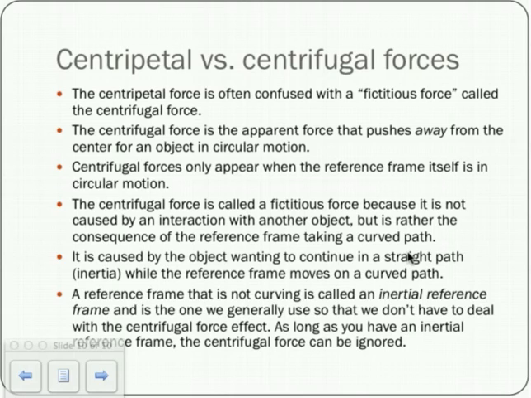Sometimes centrifugal is another way of pronouncing it here, and that makes it even more confusing. So I'll try to say centrifugal whenever I can.